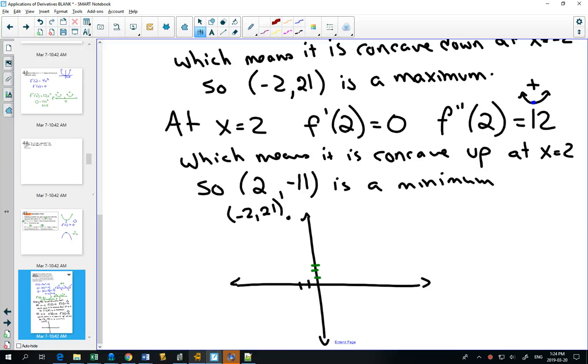I'll do it in green. 0, 5. That's 21. 5 would be about there. And 2, negative 11. I know that it's increasing. It changes concavity at 0, 5. I have my maximum and my minimum, so there is the graph.